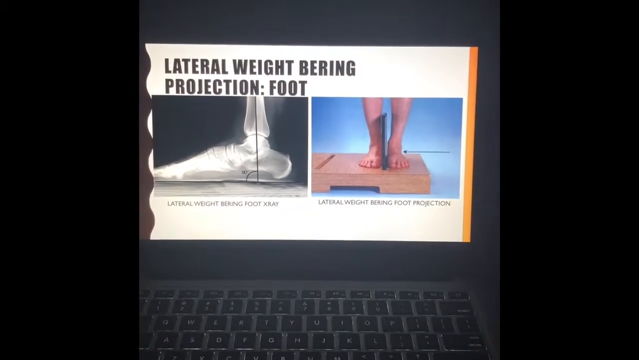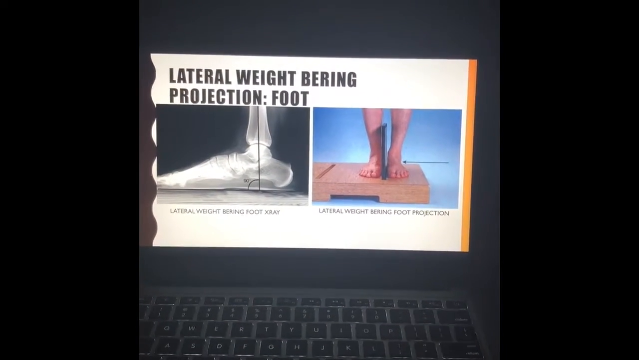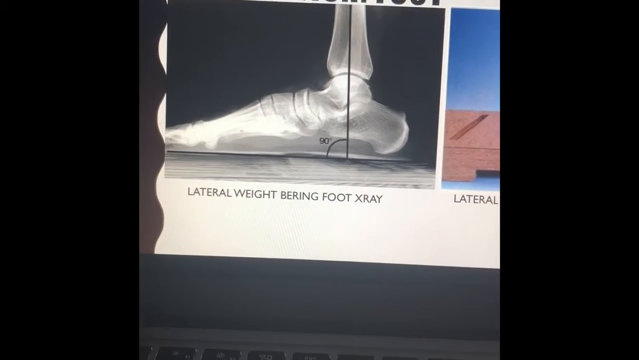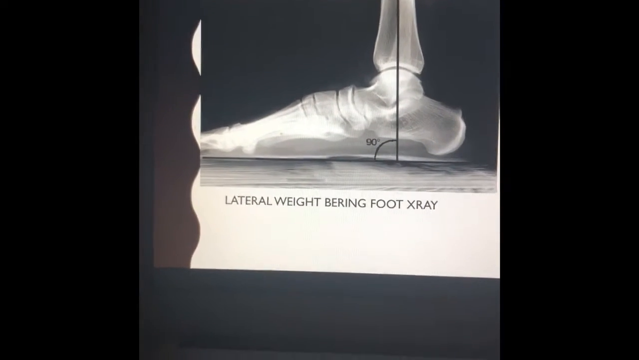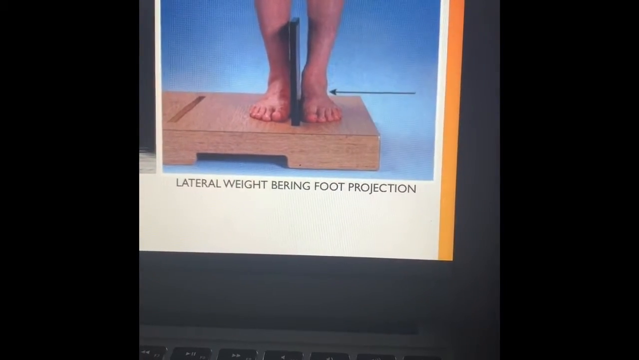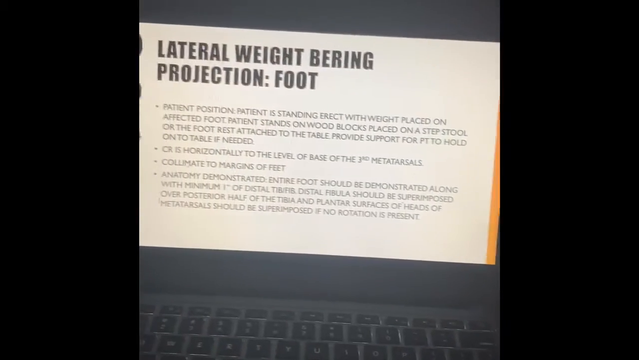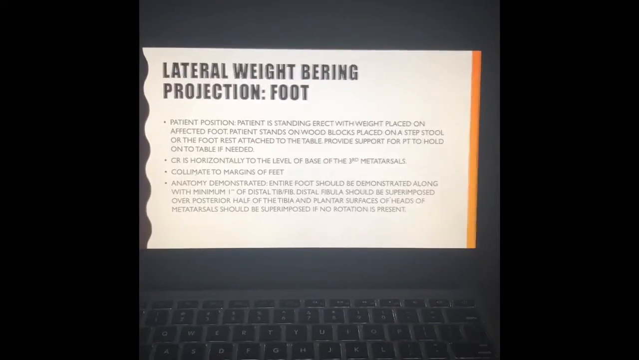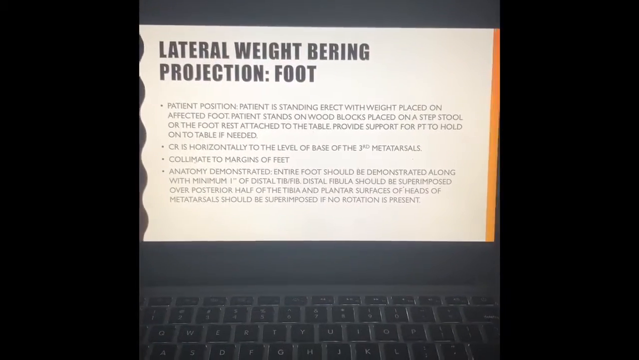The lateral weight-bearing projection of the foot. The lateral weight-bearing foot x-ray. This is a lateral weight-bearing foot projection. The lateral weight-bearing projection of the foot.